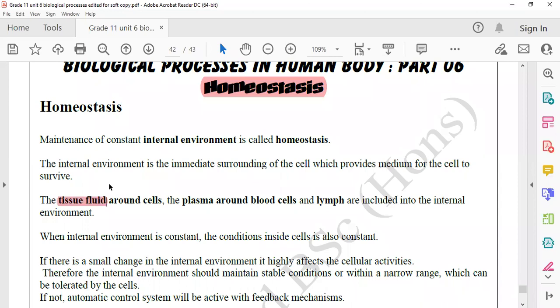Tissue fluid. Are you already familiar to the word tissue fluid? Yes. Now, the tissue fluid is surrounding the cells, right? The conditions of the tissue fluid is very important to the cells. If the conditions of the tissue fluid are best only, cell performance also will be at its best.